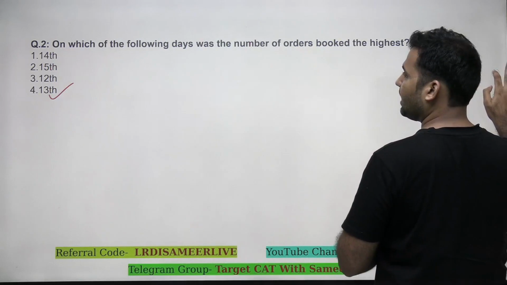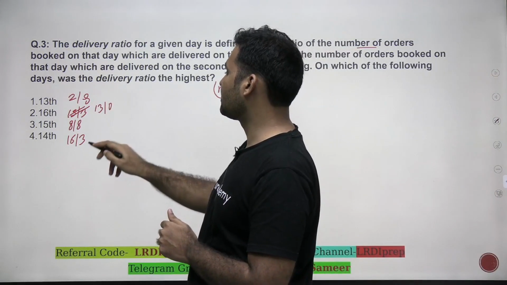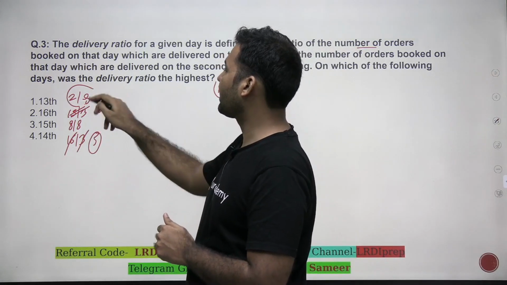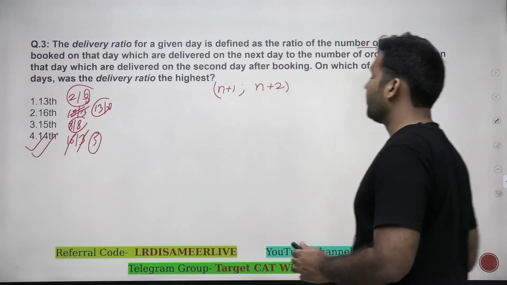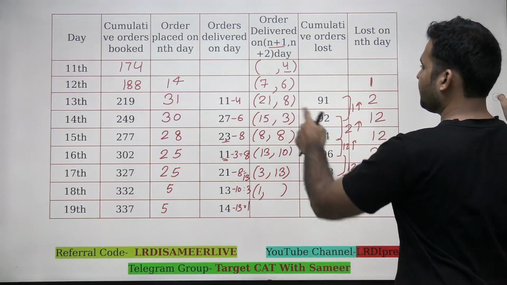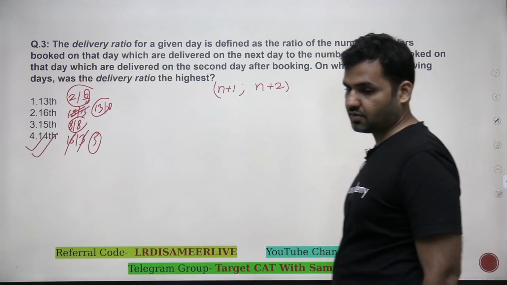Now tell me, in which particular case is the delivery ratio highest? You see that 15 by 3 is 5. None of the fractions is close to 5. So the answer will be 14th. On 14th, it is 15 by 3, right? So on 14, it is highest. That would be the correct answer of this question.